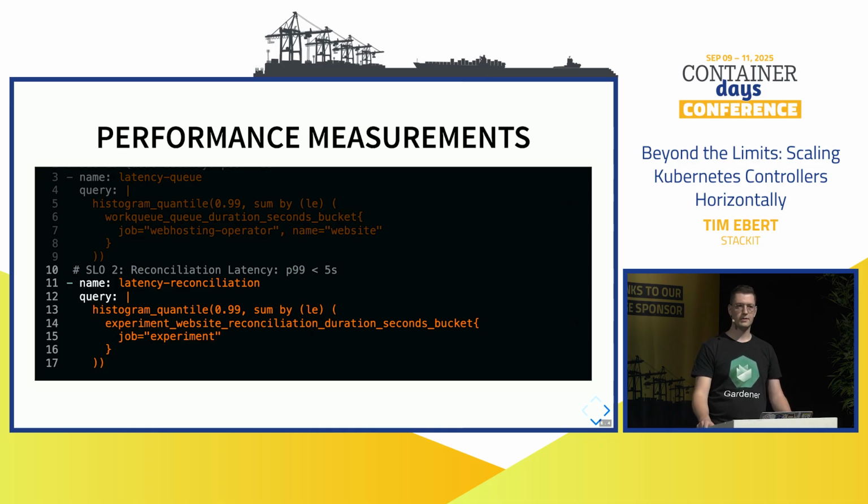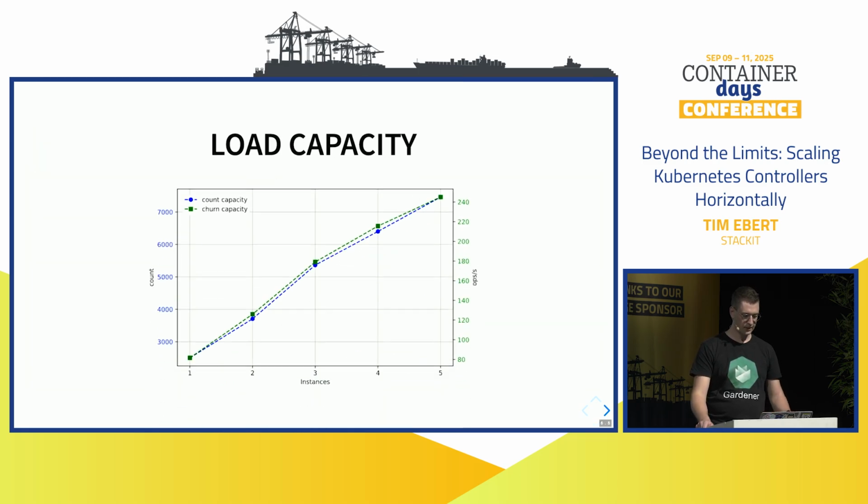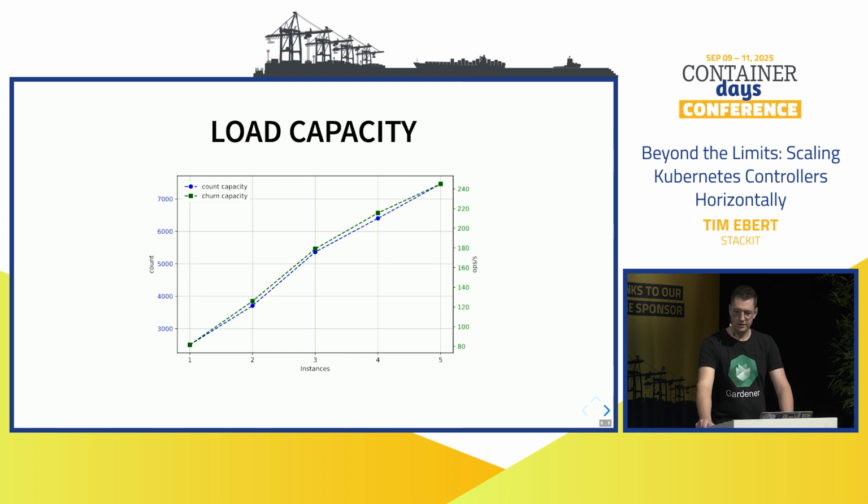So in my experiments, I measured this in the tool via this histogram metric. When you now add multiple instances, you can measure how much load you can put on the system before the SLOs are violated, and then you get the capacity of the system. If you visualize this, you will see that with every added instance, you get a higher capacity for the number of objects and how often they can change. So this is basically perfect horizontal scalability. For every instance, you get more capacity.